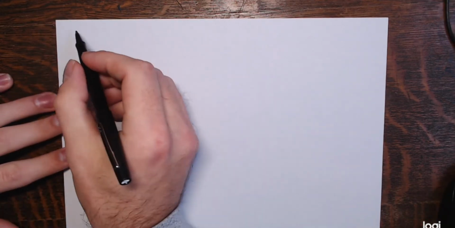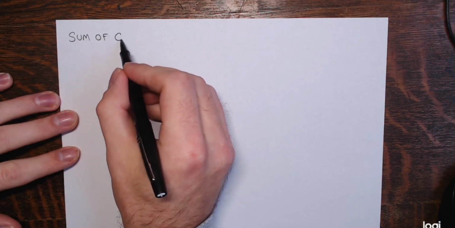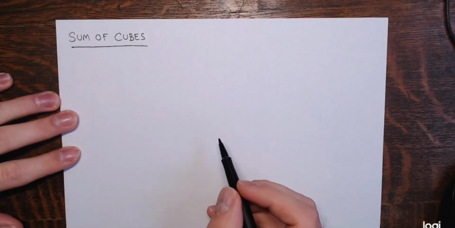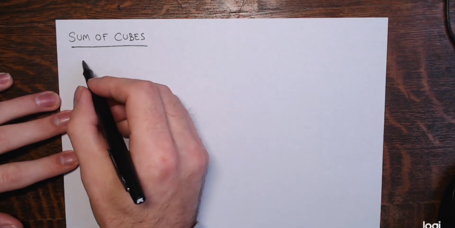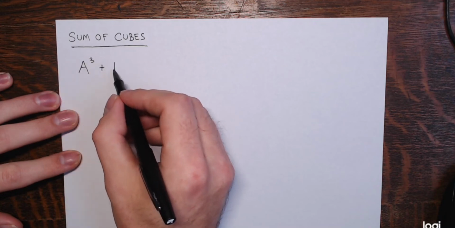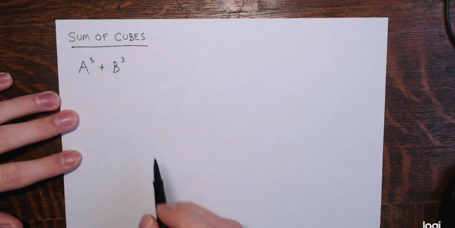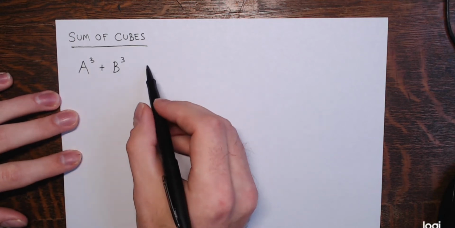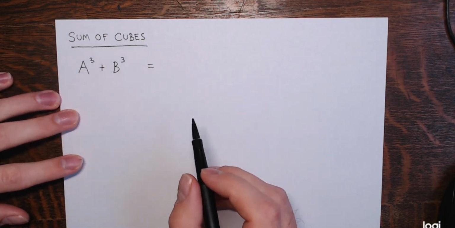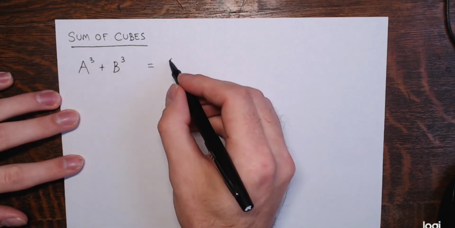So a sum of cubes takes on the following form: a cubed plus b cubed. Something cubed plus something cubed. If you see a polynomial that takes on that form, it can be factored. The first factor is very simple. Just remove the cubes. It's the quantity a plus b.